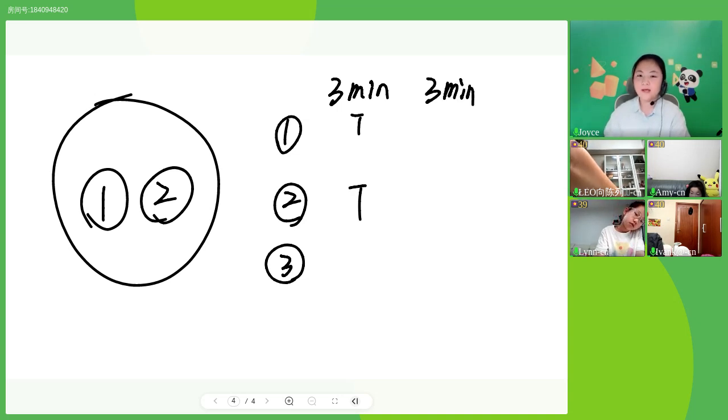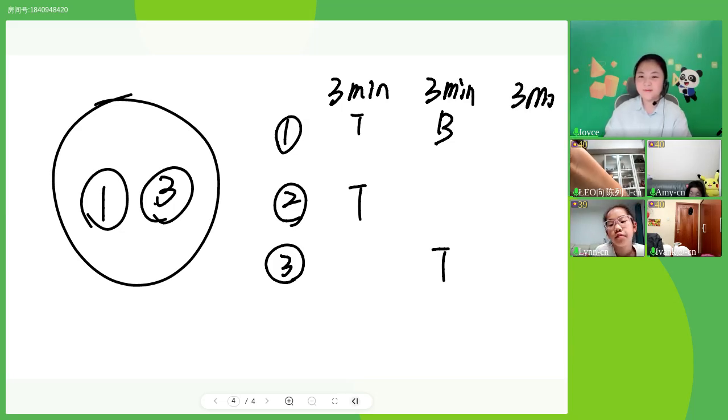Yes. Yeah, we have to take the second one out, and then to cook the first one and the third one together with the bottom side and the top side, right? And then in the last 3 minutes, I just try to take the first one out because it's already done. So I cook the third one and second one with their bottom side, right?